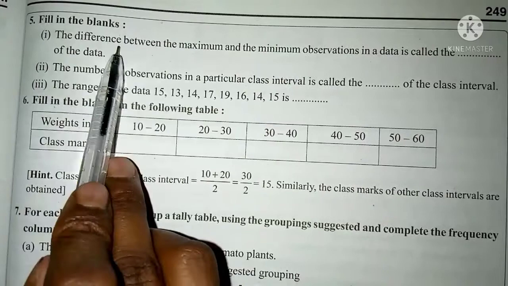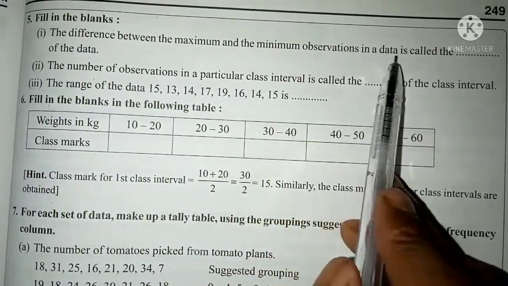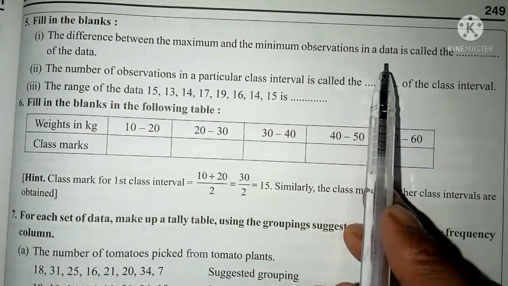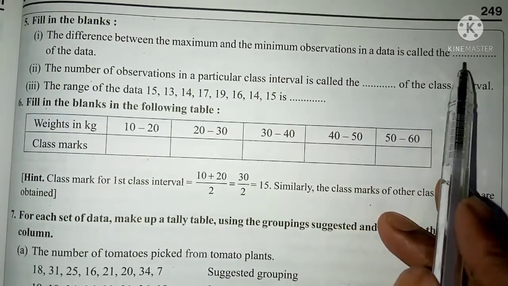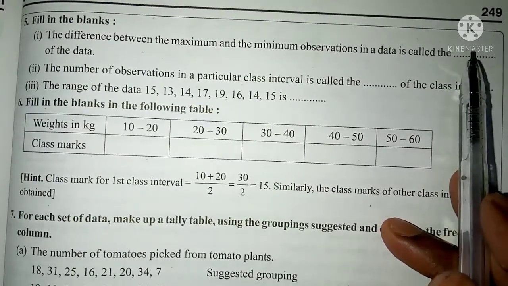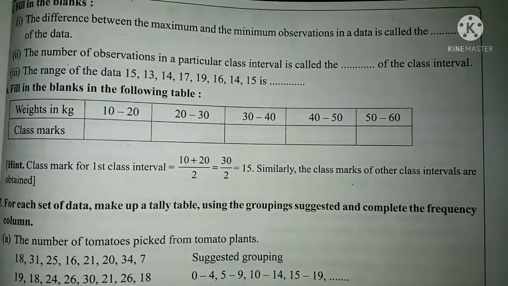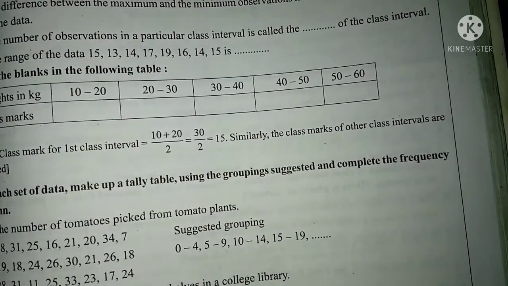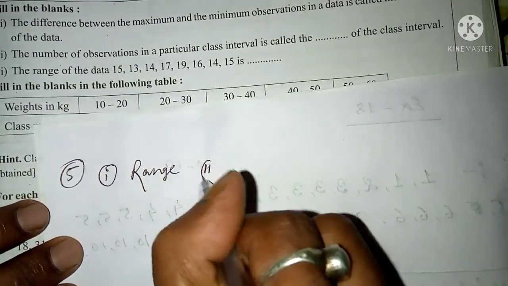The difference between maximum and the minimum observations in a data is called the dash of the data. So we know when we are finding the maximum and minimum, and if you find the difference, it is called your range. So you can write here, the answer will be your range. I'll write it in the paper. So fifth number one, your answer will be your range. Then we'll see the second one.